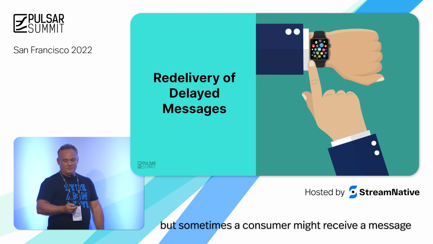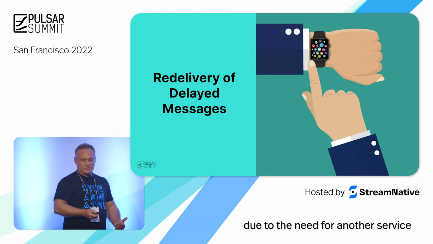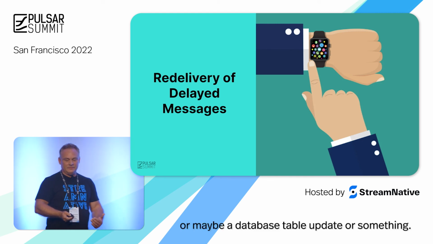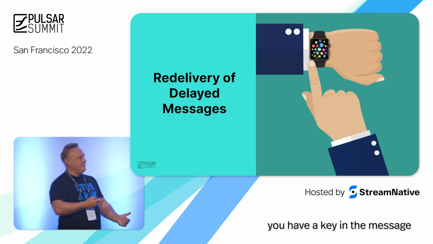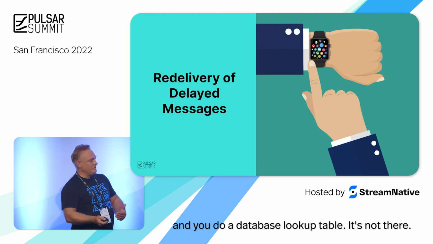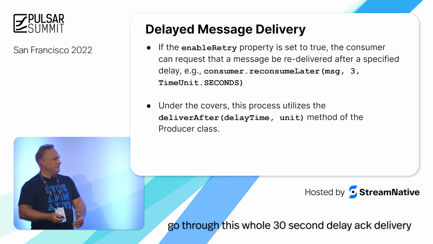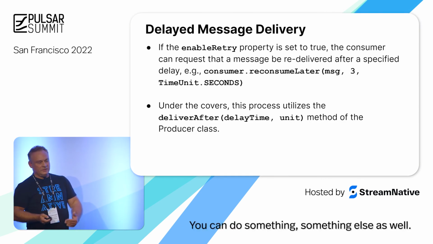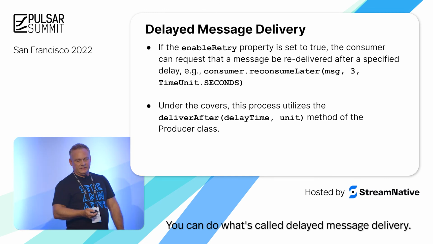But sometimes a consumer might receive a message that's not quite ready to process yet, due to the need for another service or to complete a task, or maybe a database table to update. You get something coming in, you have a race condition, you have a key in the message, and you do a database lookup and it's not there, and you don't want to go through this whole 30-second delay Ack delivery. There's another scenario as well. You can do what's called delayed message delivery in this scenario.